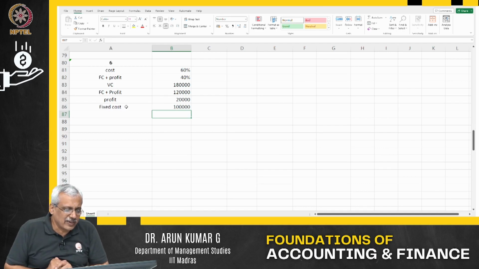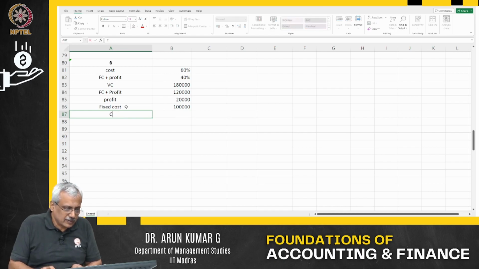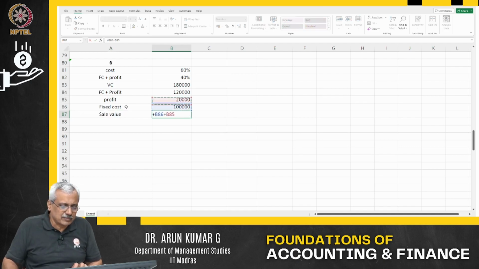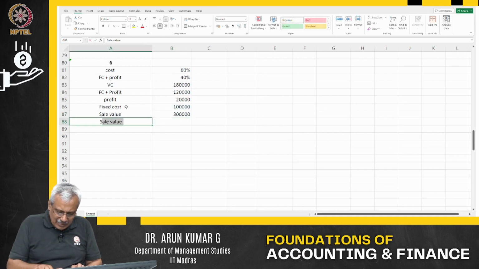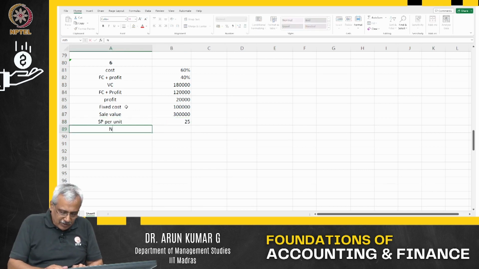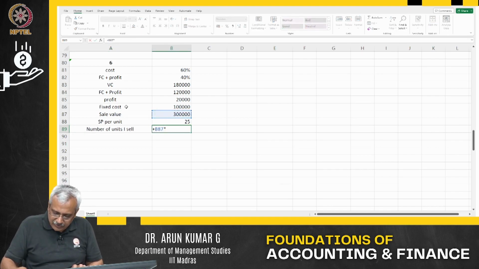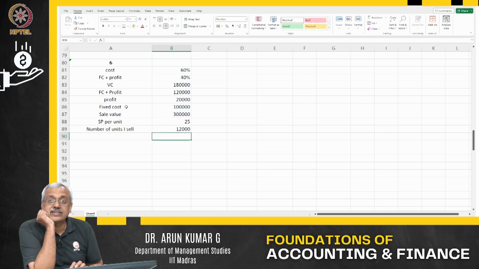I know my fixed cost, I know my variable cost, I know my profit. So, what is my sale value? My fixed cost plus my profit plus my variable cost is my sale value. My sale value is also known, 3 lakhs. Selling price per unit is given as 25. Number of units I sell is the sale value divided by selling price per unit. I sell 12,000 units.